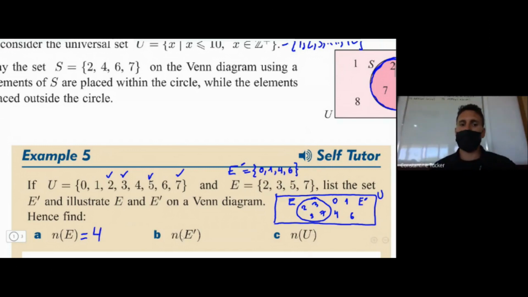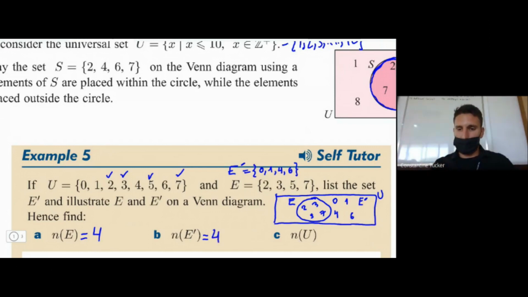Moving on to the next one, n of E dash. Now, once again, what does n of E dash mean? The right hand. Exactly. The number of elements inside E dash, which is everything outside that little circle E. So how many do we have there? 1, 2, 3, 4. So that is 4, and we are done.